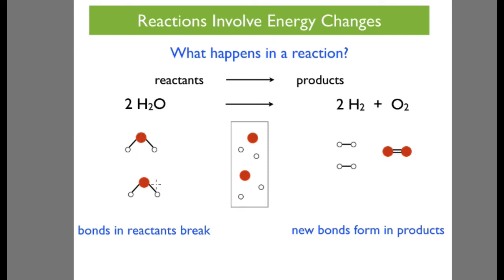So in the reactants, we have 2 water molecules. And we have 1, 2, 3, 4 bonds altogether. Bonds in the reactants break during a chemical reaction. And you can see here that the oxygen and the hydrogens are no longer bonded, as before they get converted into the products. In the products, there's a new bond formed between the hydrogen and the hydrogen, and the double bond between the oxygen and the oxygen.